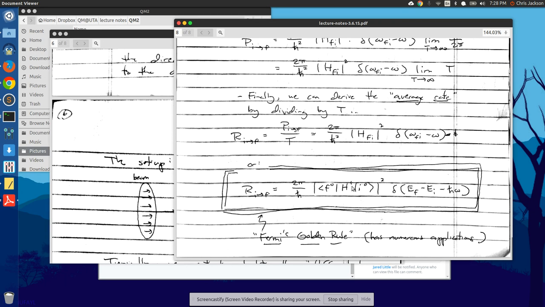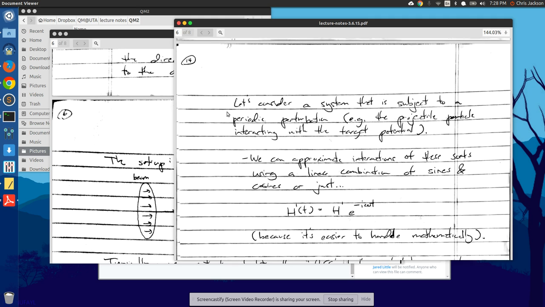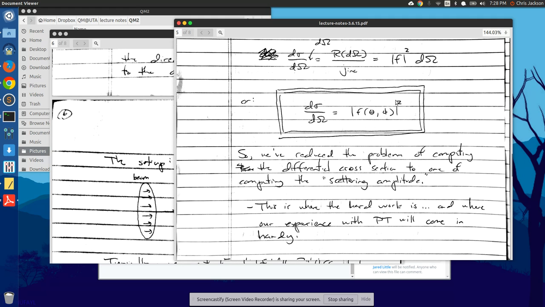Okay, all right. So that'll do it for now, and what we'll do is pick it up next time on Monday. Keep talking about scattering theory, and we'll get into how to start computing these scattering amplitudes.